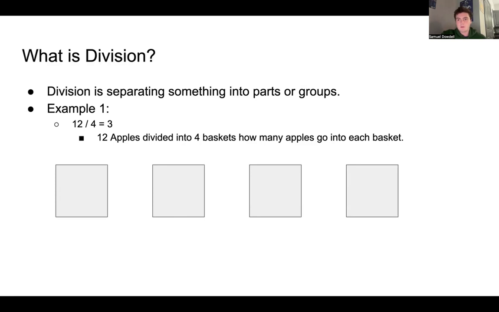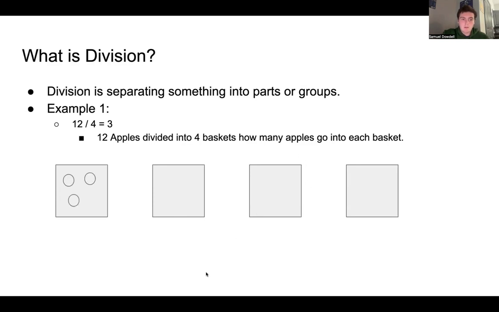So we can first start out by putting 1 apple in each basket, or the way I like to think of it and the way that is easy is you count up from 4. So we multiply 4 by itself pretty much, to get to 12. So we know 4 plus 4 is 8. 8 plus 4 is 12. So we know, okay, that's 3 times. So we can put 3 apples in each of these boxes.